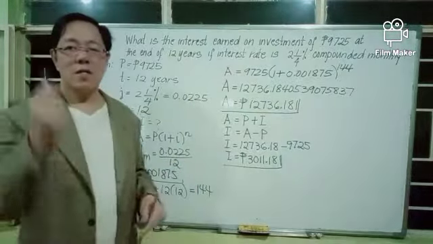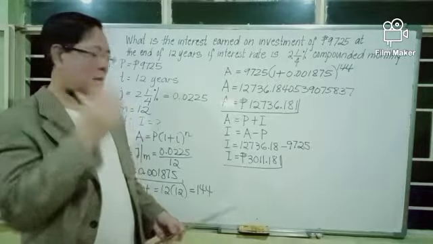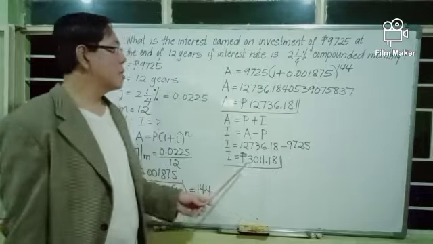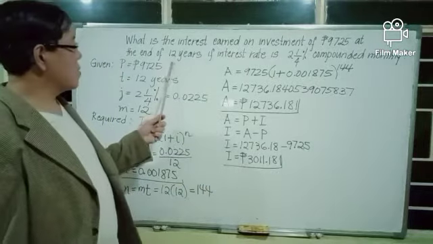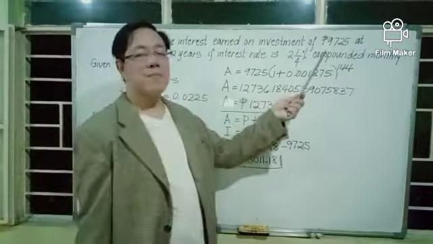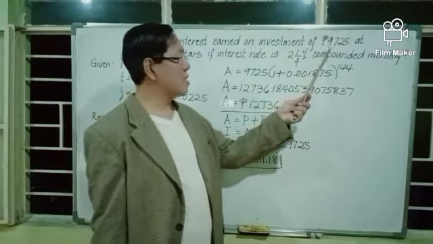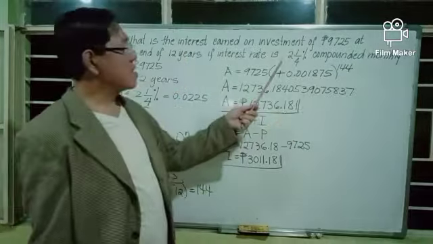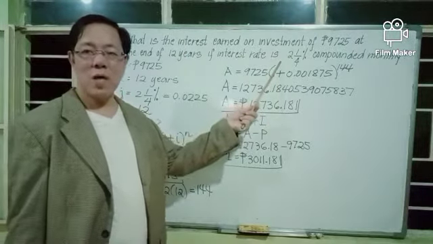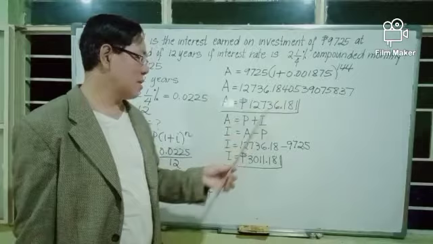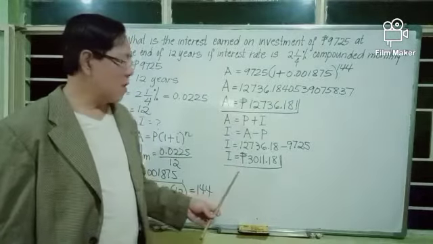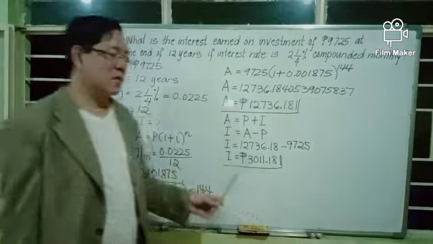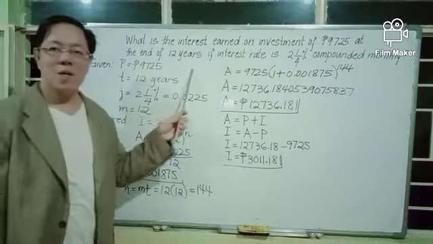This is the required amount of interest earned, 3,011.18 pesos. Hence, at the end of 12 years, the original amount invested of 9,725 pesos, invested at 2.1% compounded monthly, will earn an interest of 3,011.18 pesos at the end of 12 years.